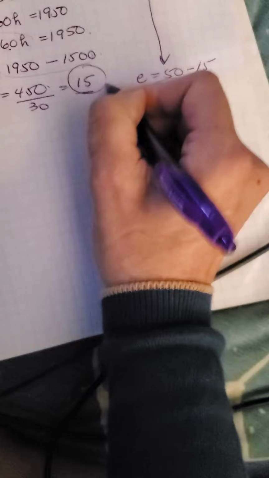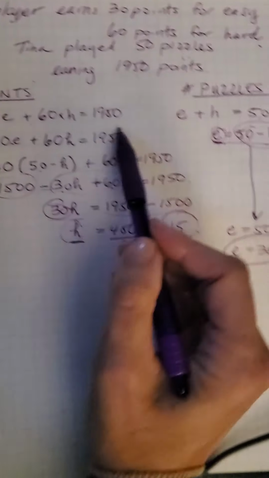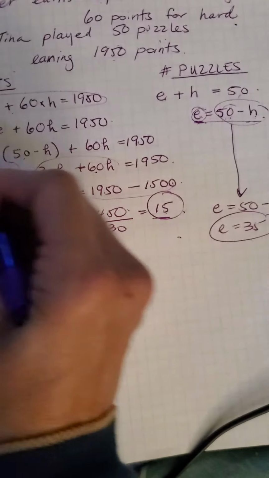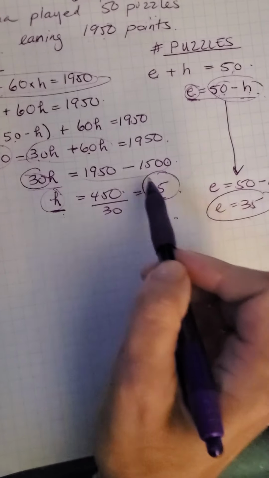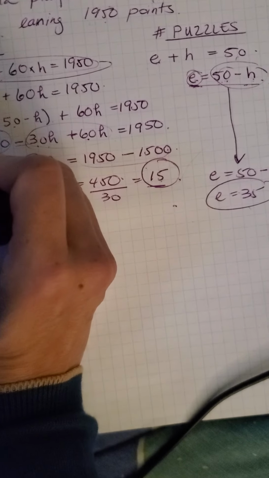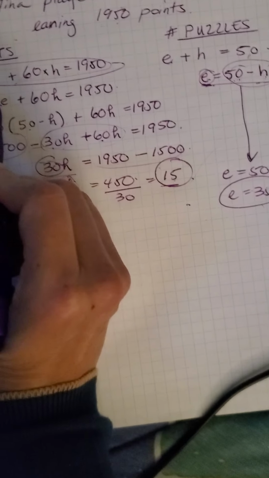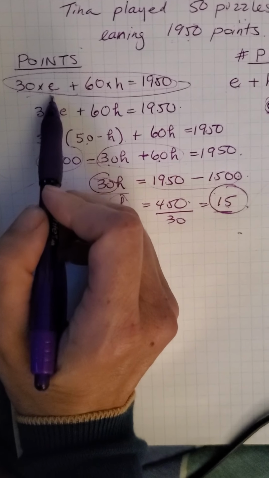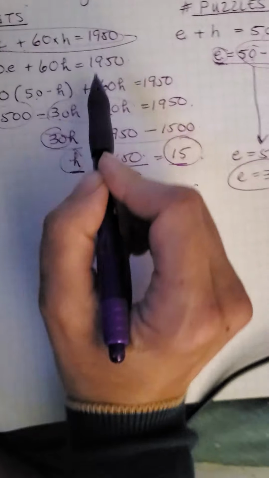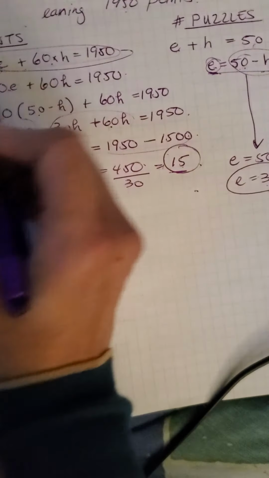And then if you want to make sure that you're right, you can just come back up and double check it with the number of points. So you can actually do your check. If she really did play 15 hard and 35 easy, then you would multiply it out and see if it adds up, and it does. And so then you know that that's correct.